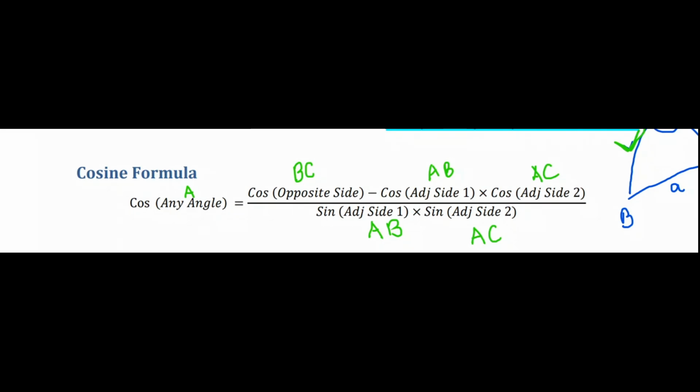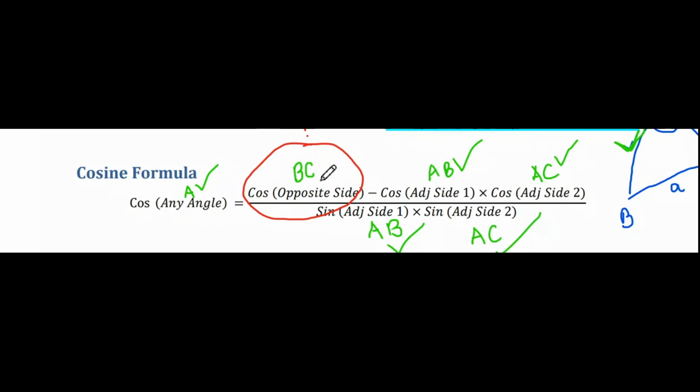Now if you see what is known to us, angle A is known, side AB is known, side AC is known. The only unknown in this formula is this particular component, BC. So if you put the values of all other components, you can find out side BC. That is the only unknown side. So this is the second application of the formula.